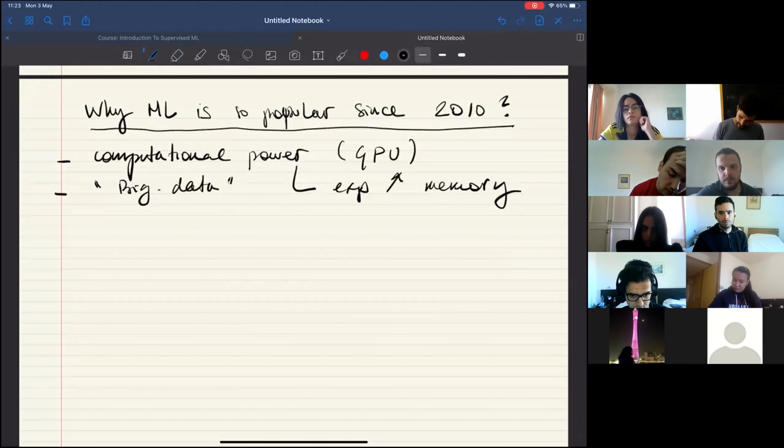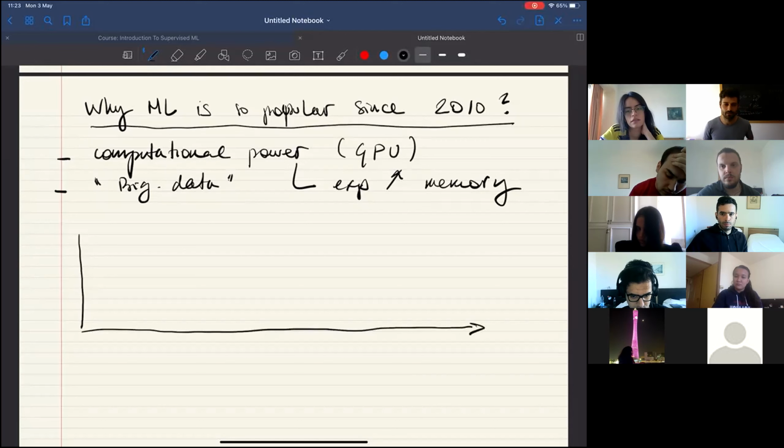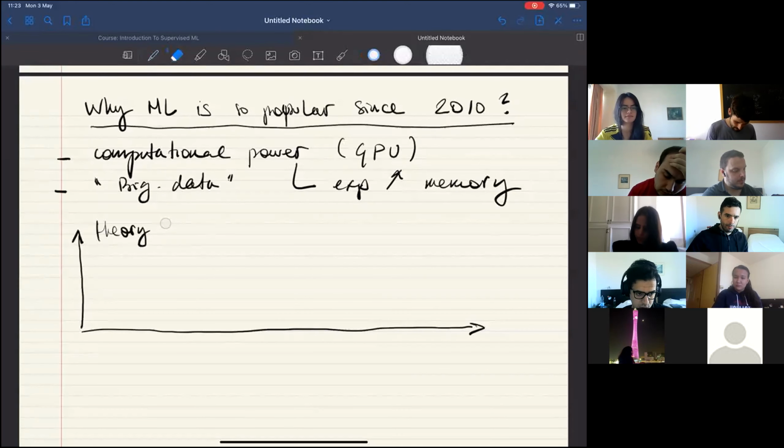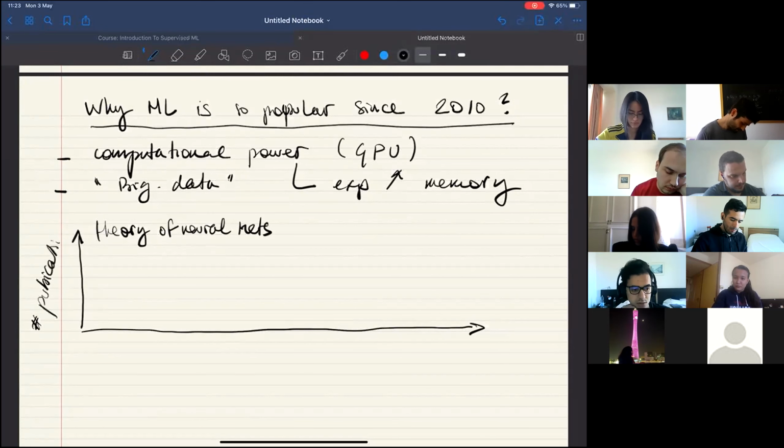But keep in mind that the theory of machine learning, let me call that machine learning, but actually we should call it statistics at this stage. But let's say the theory of neural networks as a typical example of a machine learning algorithm, is not something new. So neural networks, if I draw here the number of publications concerning neural networks as a function of time.